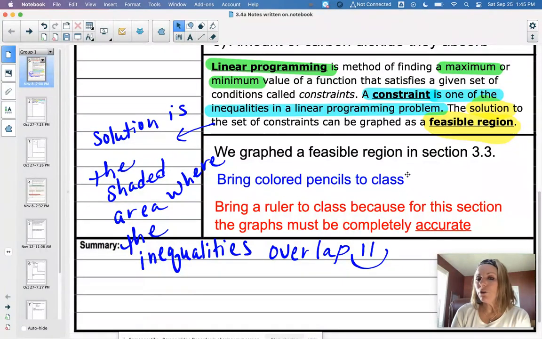So I said bring colored pencils to class. You can, but I have them in class. I wrote bring a ruler to class. You don't have to bring a ruler because I also have a bin of rulers. But if you want to have your own, we're going to be using those next week.